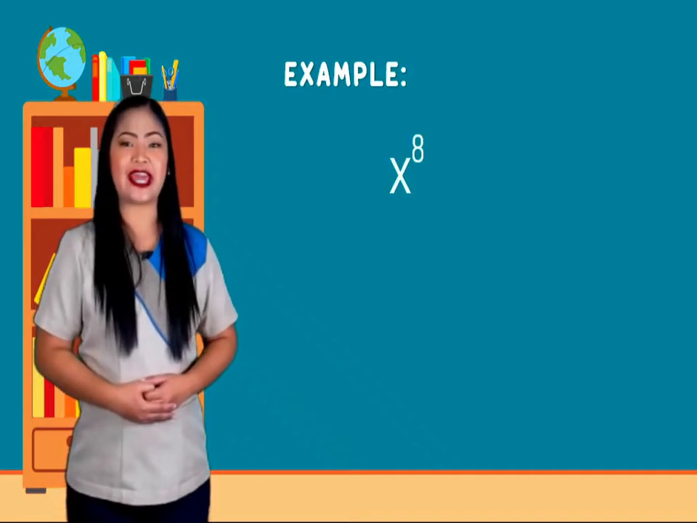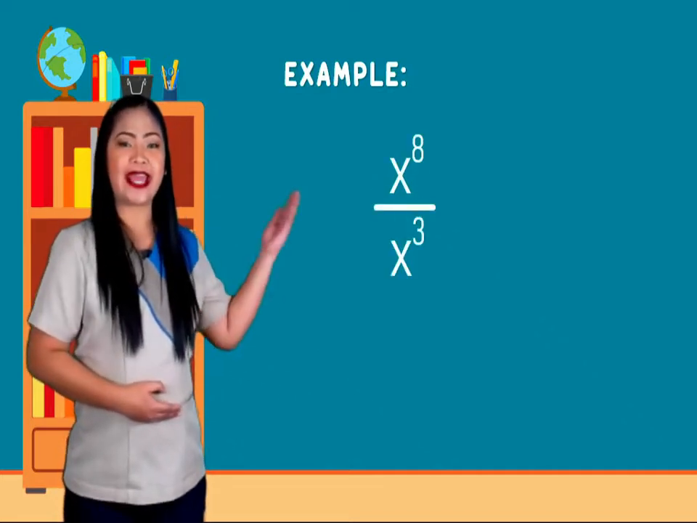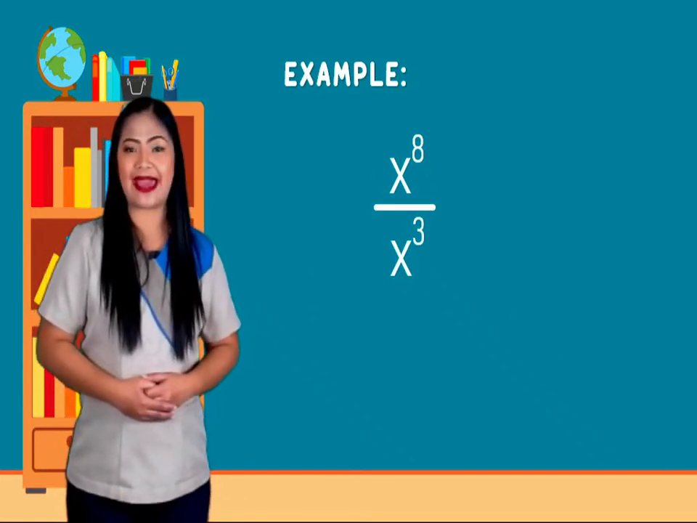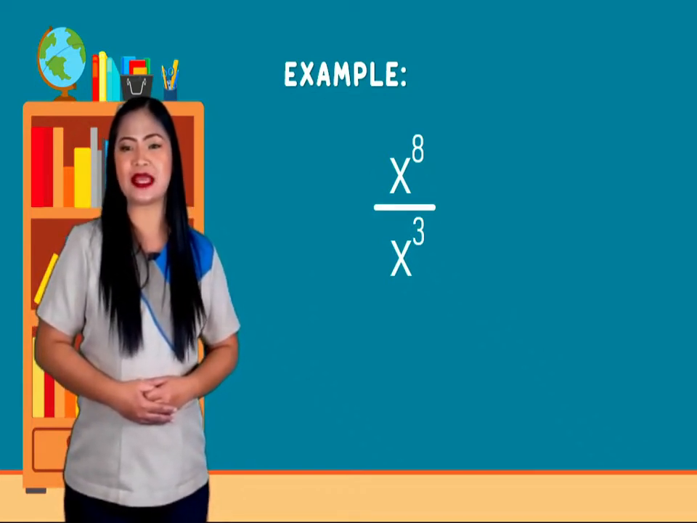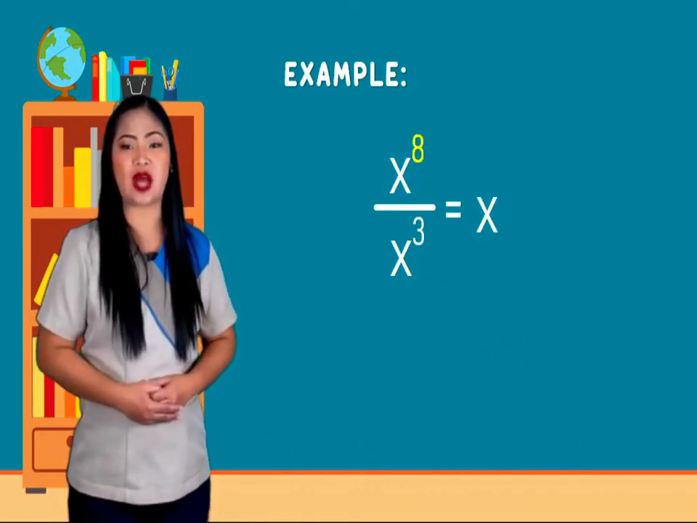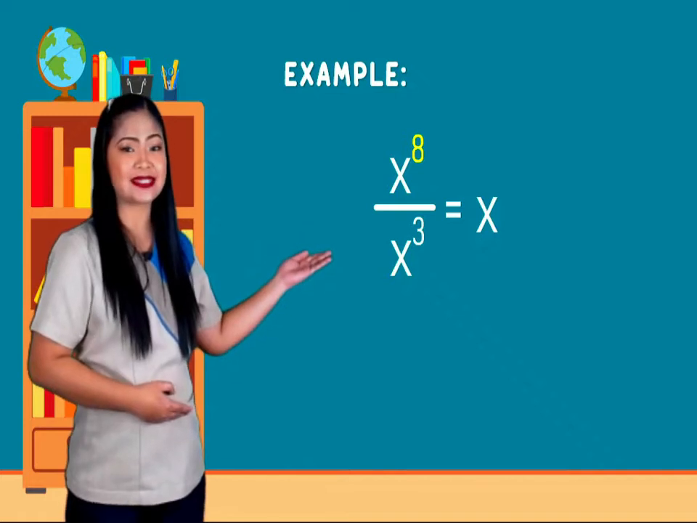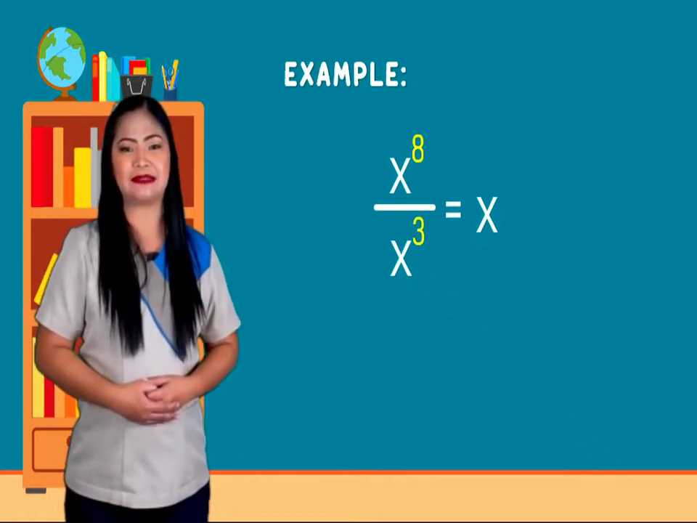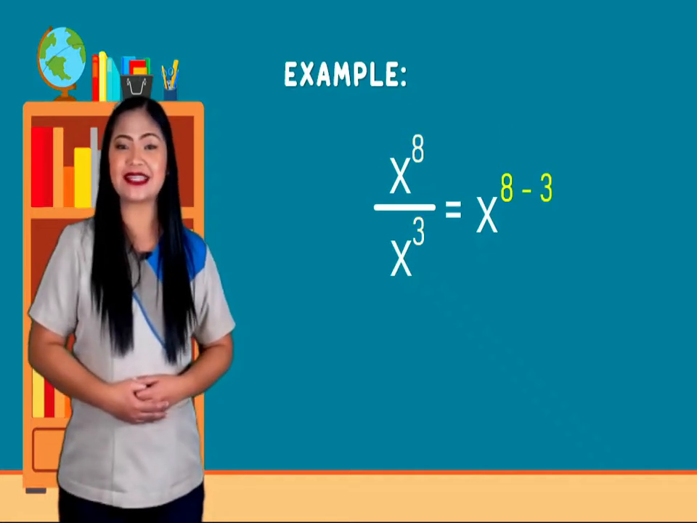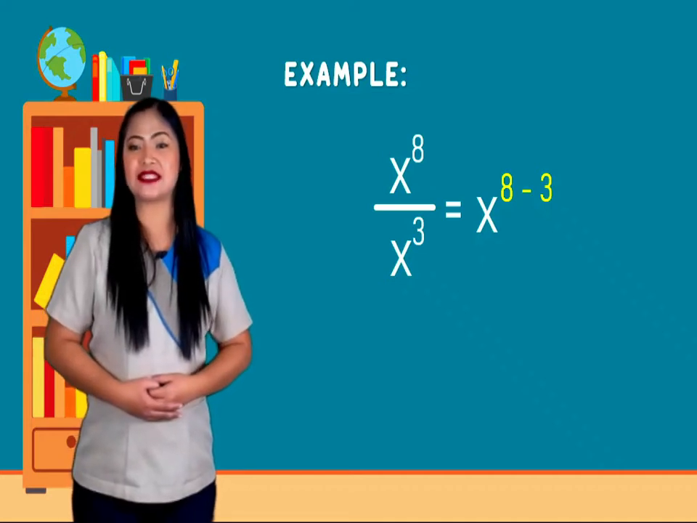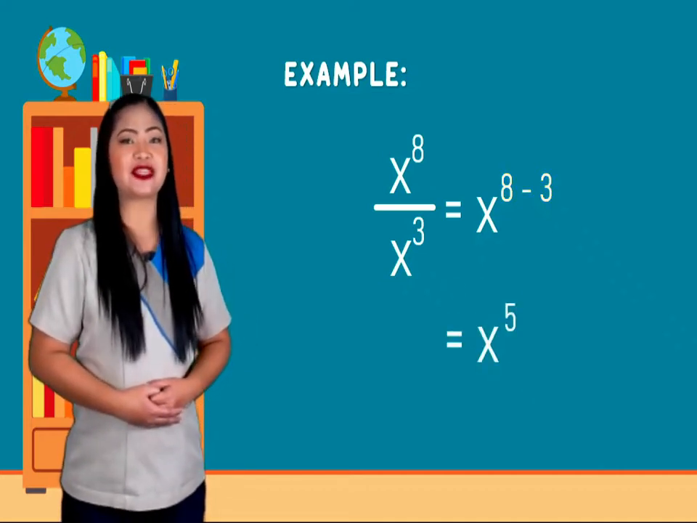Let us have an example. x raised to the 8th power over x raised to the 3rd power. Since we are dividing powers of same bases, we can apply the quotient law of exponents. We just copy the same base, which is x, then subtract their respective exponents, 8 and 3. So we have x raised to 8 minus 3. That gives us x raised to the 5th power.